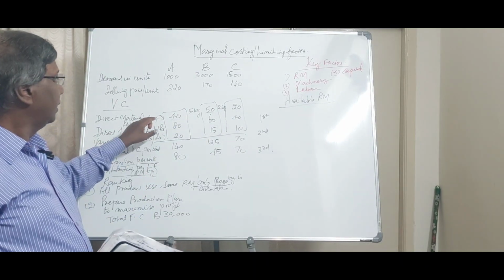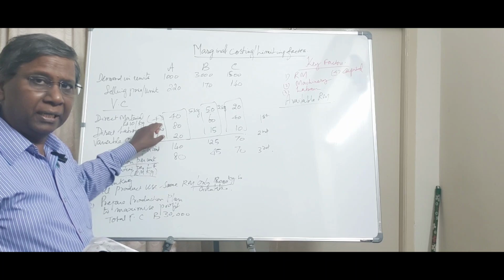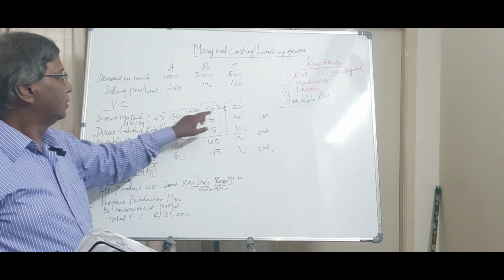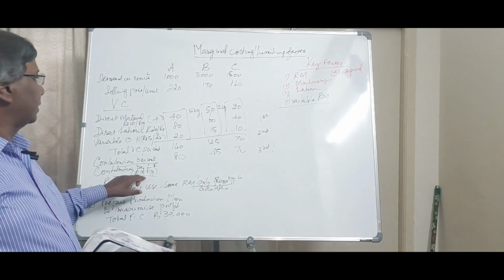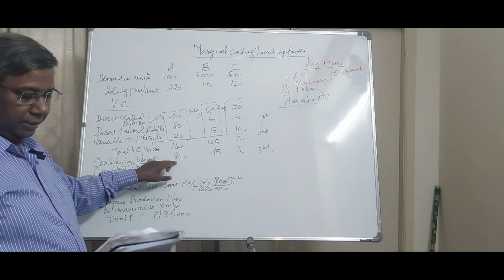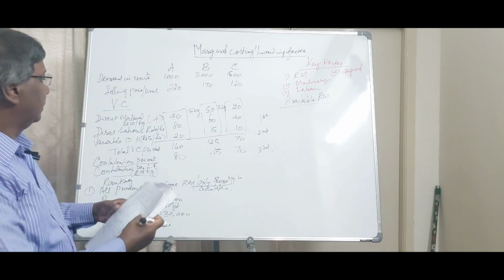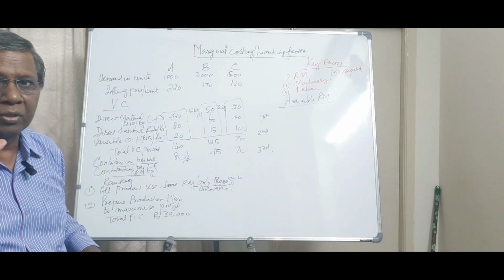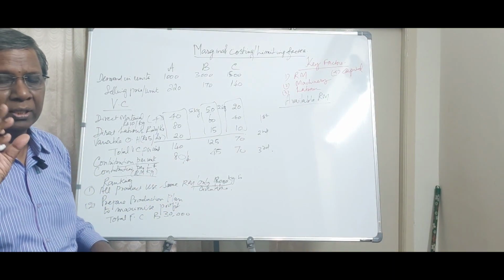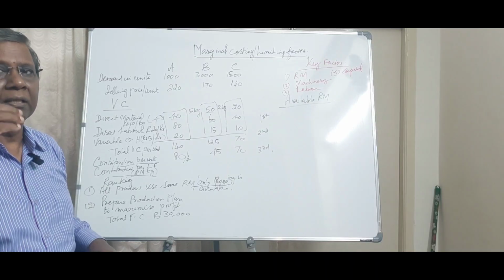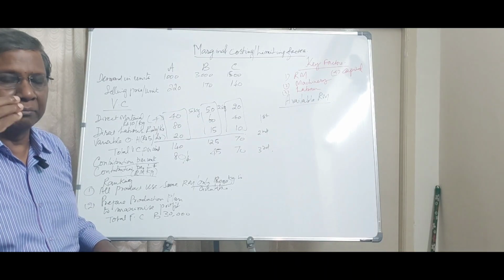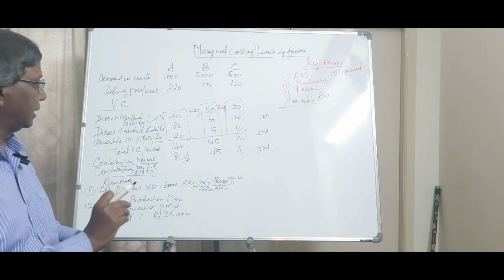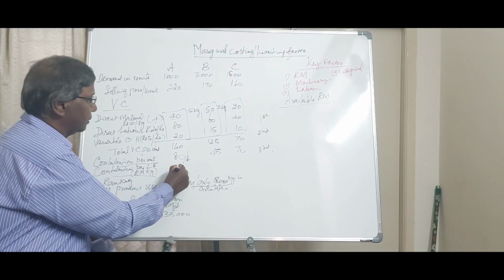Now you have to go in for contribution per limiting factor. In this case, 4 kgs, 5 kgs, 2 kgs. So contribution per limiting factor is 80 divided by 4, because per unit 4 kgs are used. So what is the contribution per kg of raw material for producing 1 unit? In this case, it becomes 20.